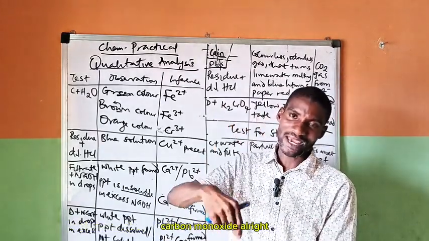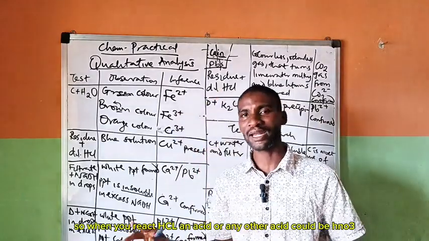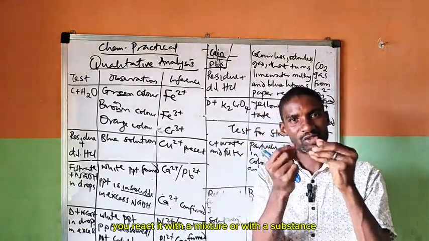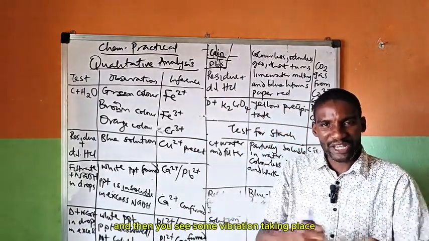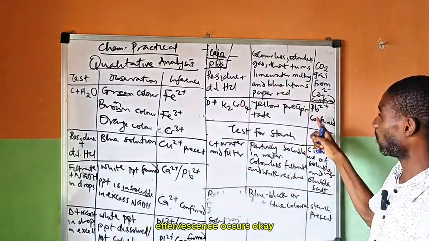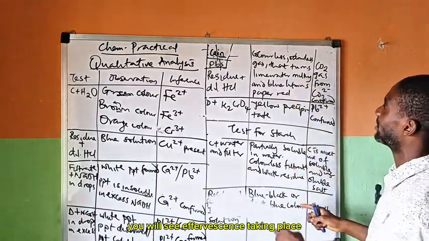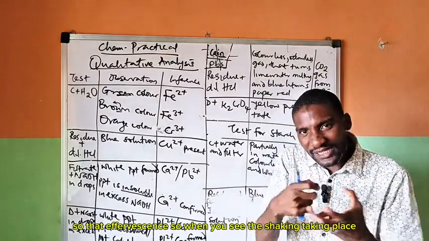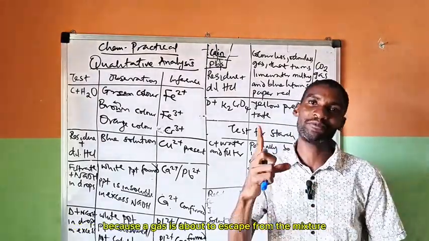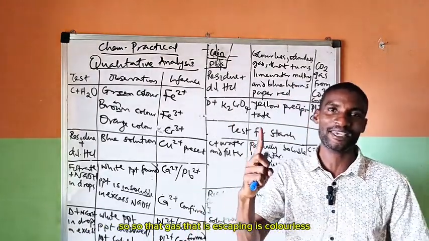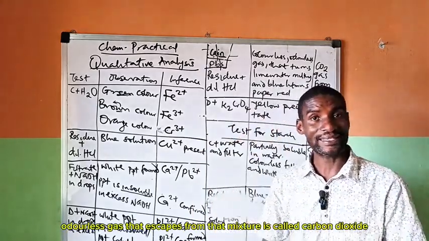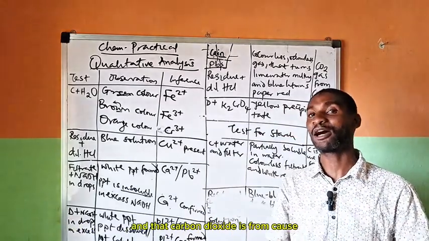So when you react HCl, an acid, or any other acid, it could be HNO3, with a substance, and you see some vibration taking place, that vibration is called effervescence. That effervescence is because a gas is about to escape from the mixture. That colorless, odorless gas that escapes from the mixture is carbon dioxide, and that carbon dioxide is from trioxocarbonate salt.